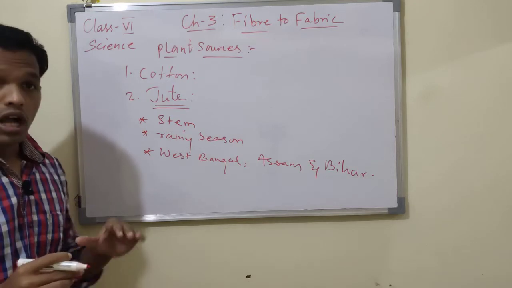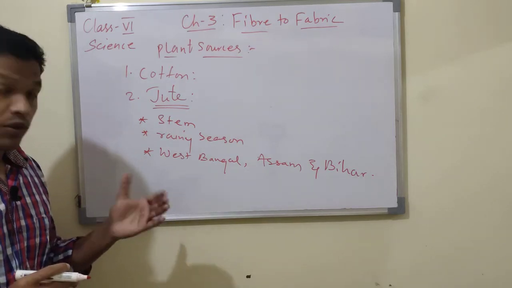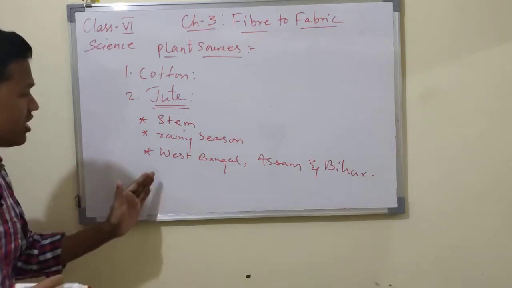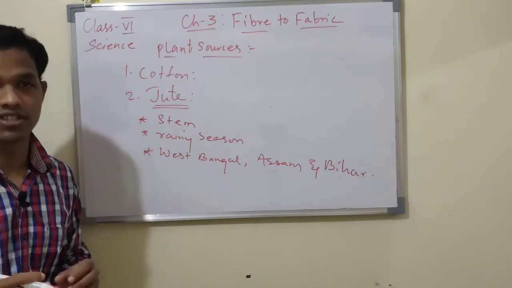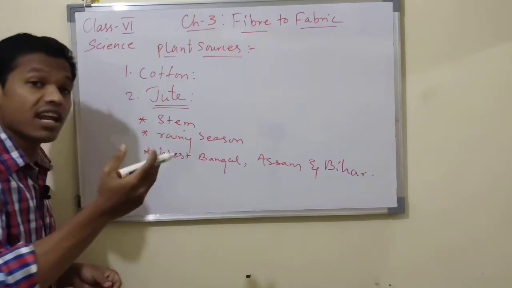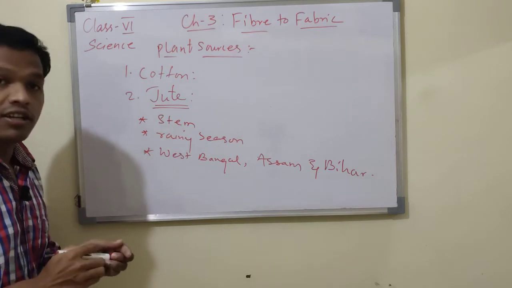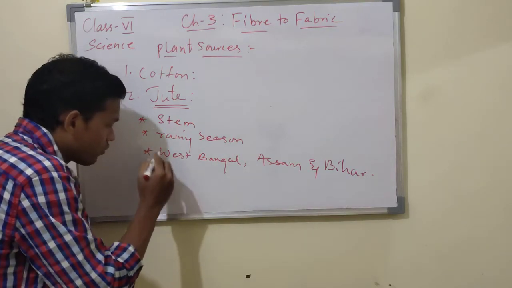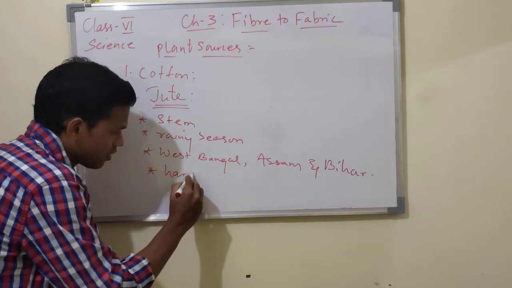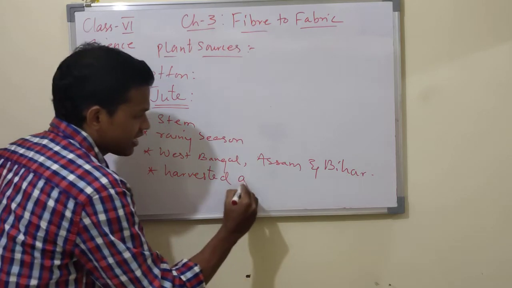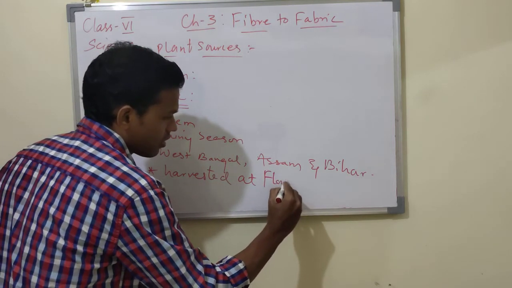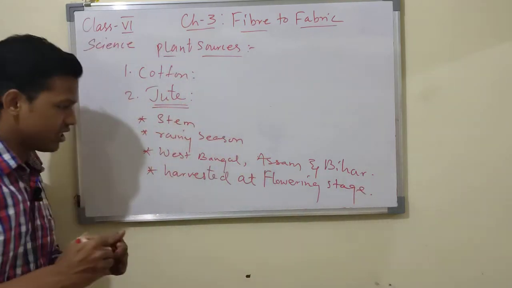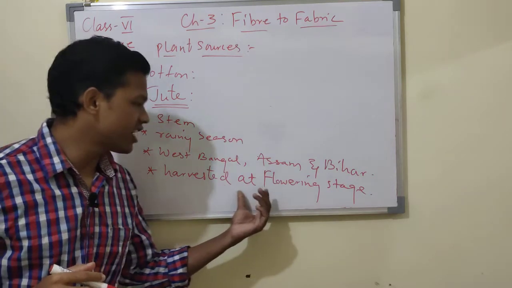At what stage are these jute plants harvested? Harvested means they are cut down to make fiber. Mostly these jute plants are harvested at the flowering stage. At the flowering stage these jute plants are harvested.